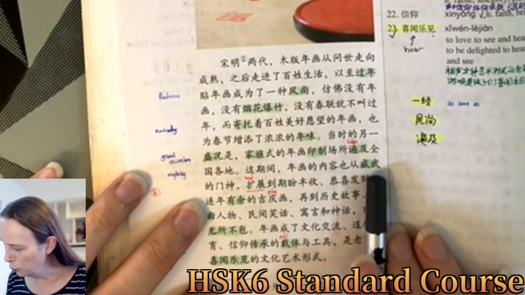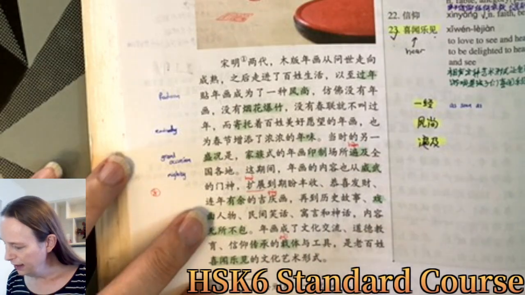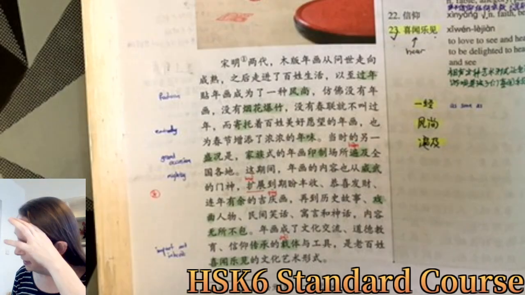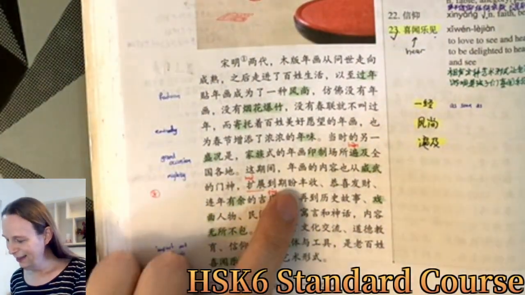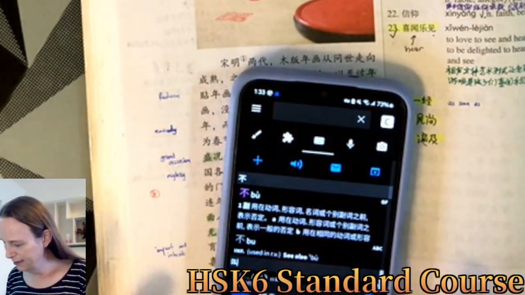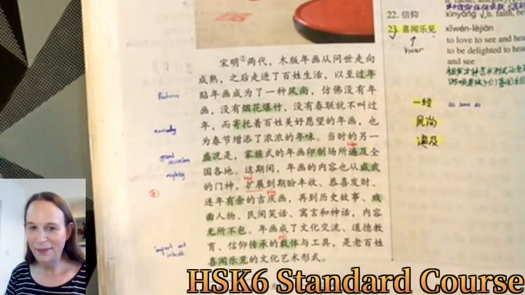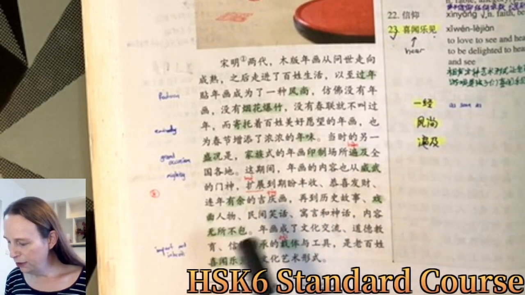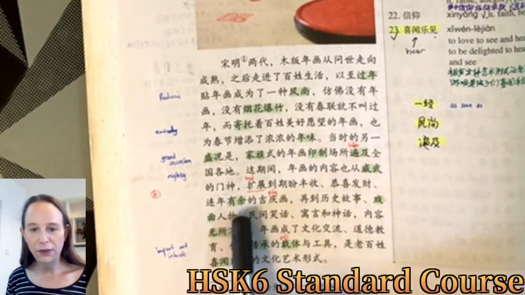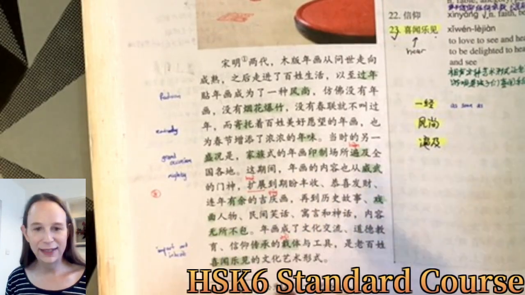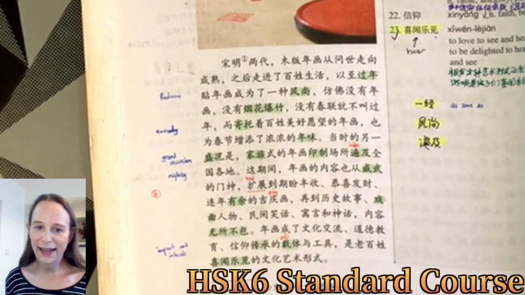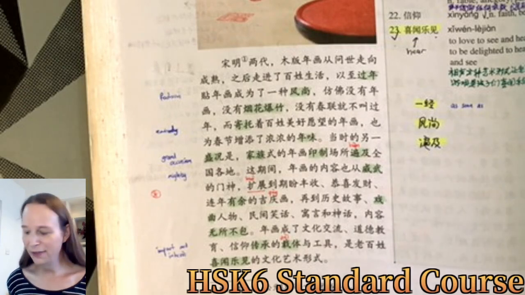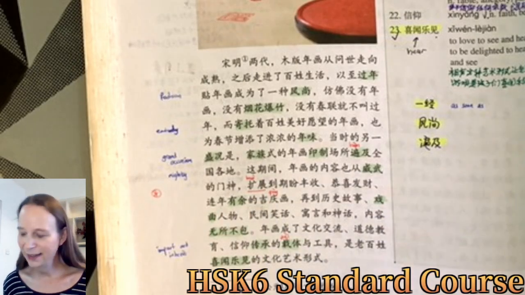这期间年画的内容也从威武的门神扩展到期盼丰收、恭喜发财、连年有余的吉庆画. Do you know 有余? Or 余? 余 is surplus. So 有余 is to have surplus. Yeah, so in mathematics, you have 余 in division. Like if you divide 7 by 2, you have a surplus or a remainder of 1, right? 余.